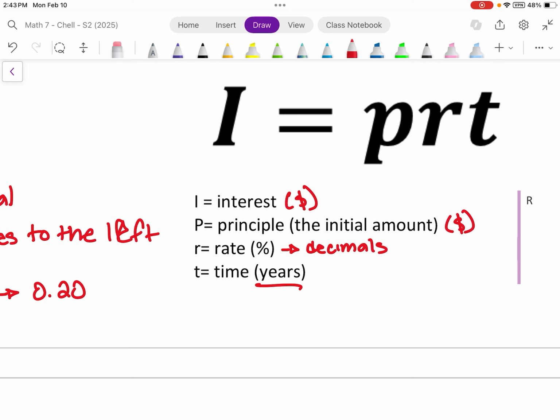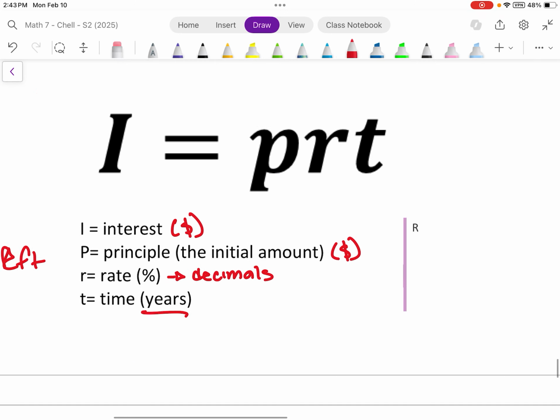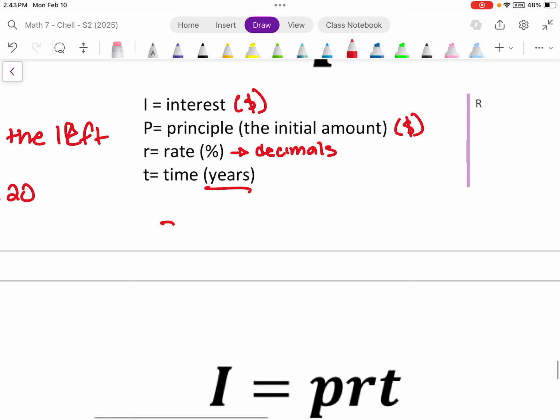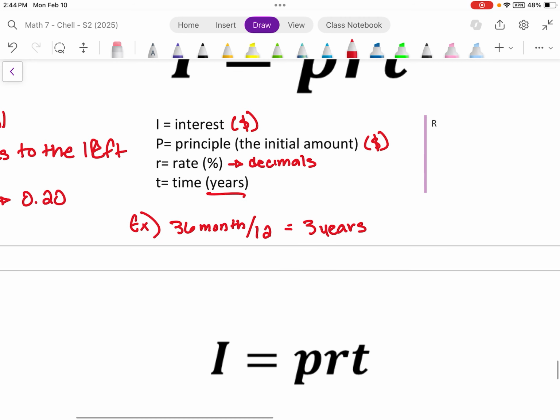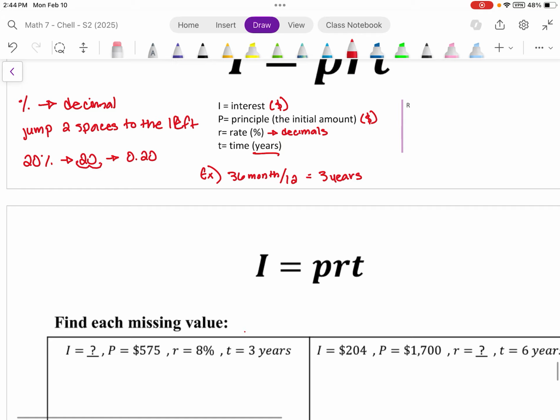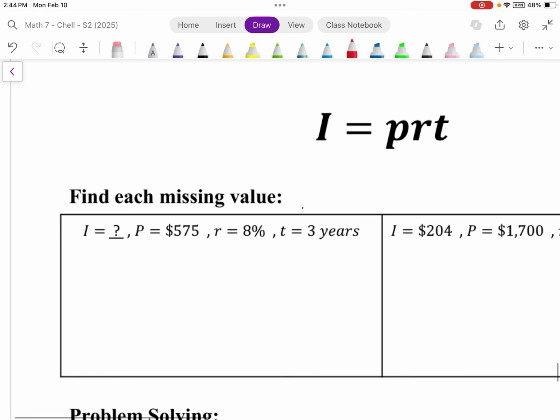So if you're ever given, let's say, 36 months, make sure you convert that into years. So another way of doing that is just dividing it by 12, because that's how many months are in 1 year. So that means you would get 3 years. Okay? Remember, this is really important. Keep it in years, okay? So now let's do a couple examples together.